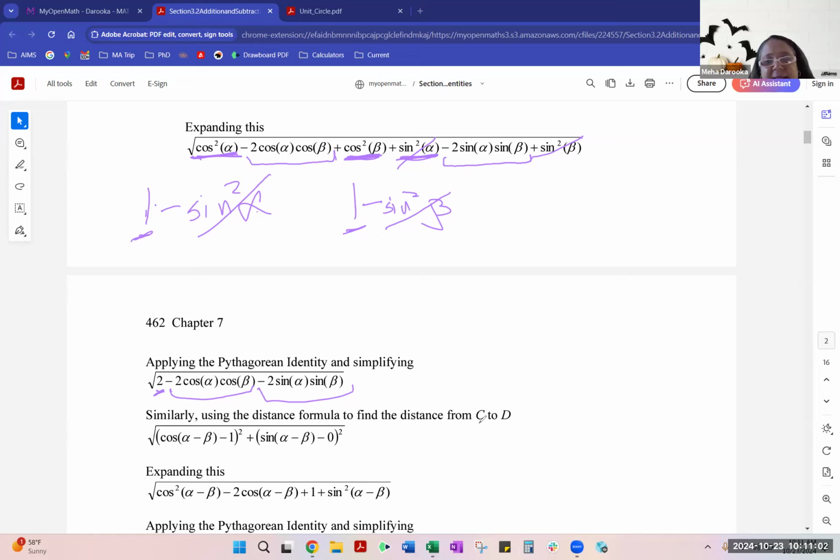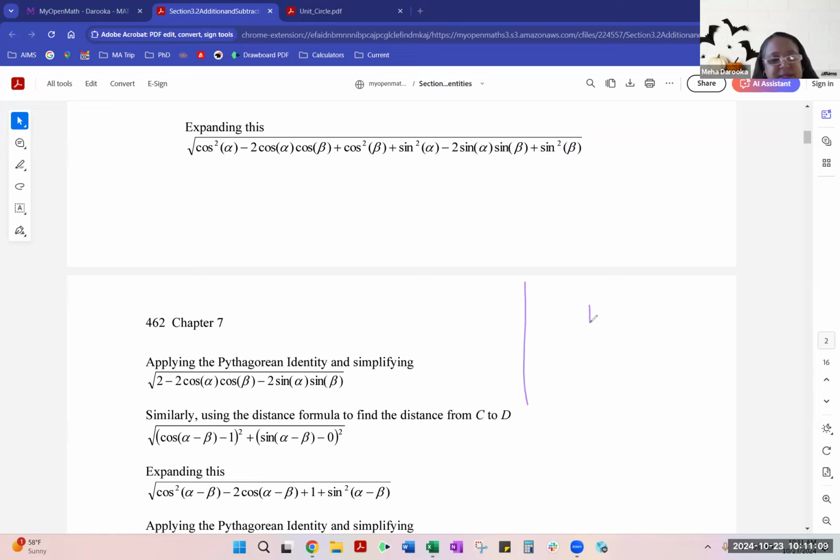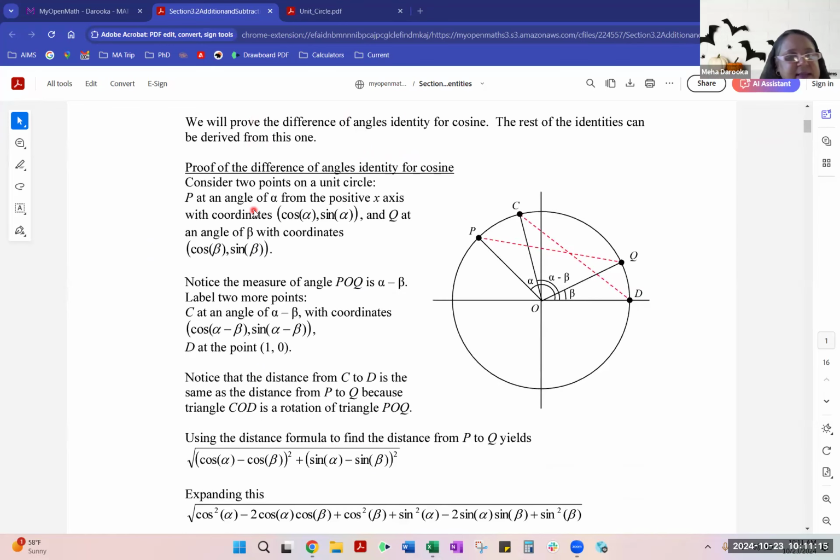Now, for finding the distance between C and D. Just to remind you guys, and like I said, I know I had to erase that, but the coordinates for C were cosine of alpha minus beta and sine of alpha minus beta. And then remember, D was 1, 0. So those are the points you are going to be using.